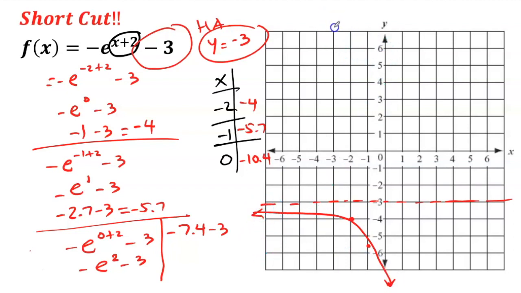Okay, excellent. Domain, arrow on the left, arrow on the right: -infinity to +infinity. Range, oh, in this case, it starts at -infinity, right? Because I have an arrow going down. And it goes all the way up to -3.